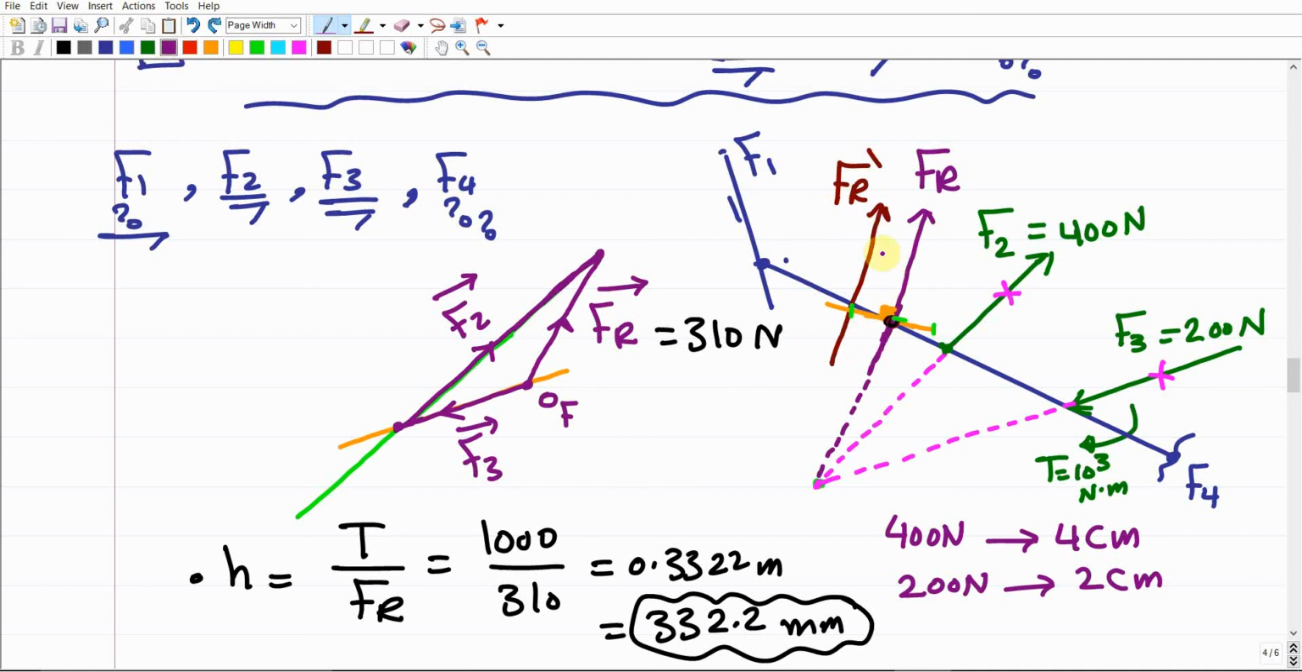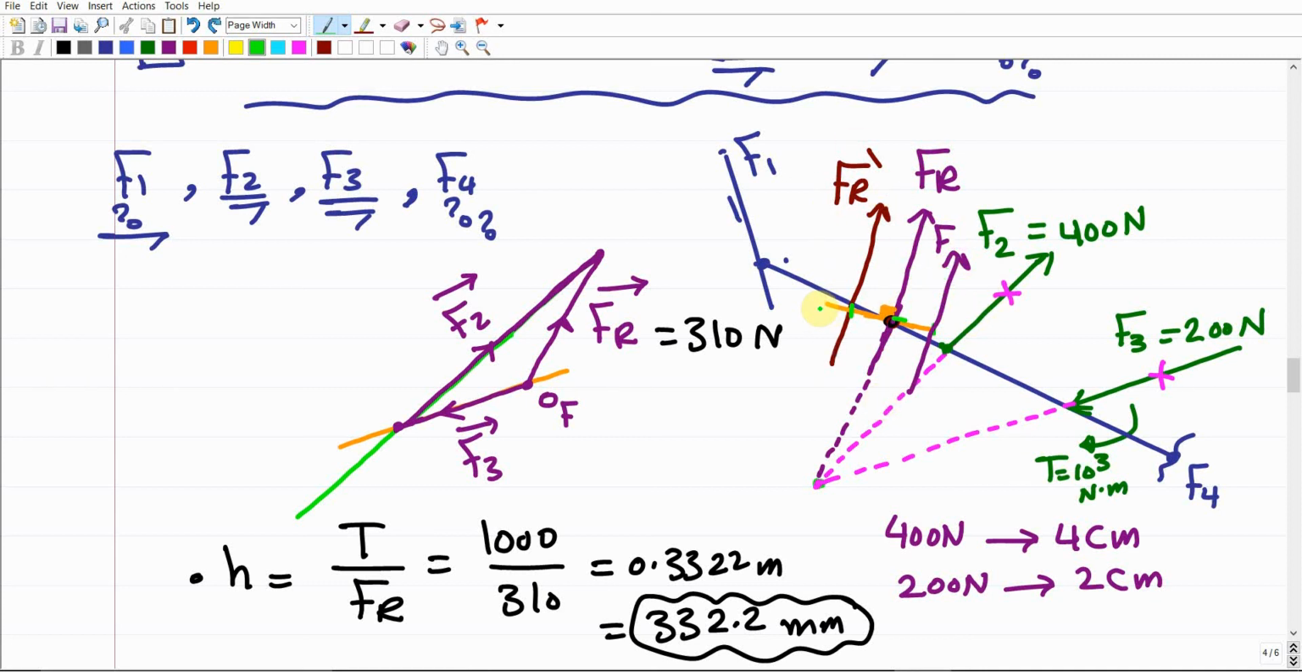But to draw this FR dash, I do have two options. I can either draw the FR dash to the left of the original FR, or I can draw FR dash to the right of the original. This is going to be another option of the FR dash, to the right of FR. If you draw it to the right and try to find the moment from this force on the right, this moment direction will be opposite to the given torque. So this one will be rejected. This is not the correct one. The correct one is the one on the left.